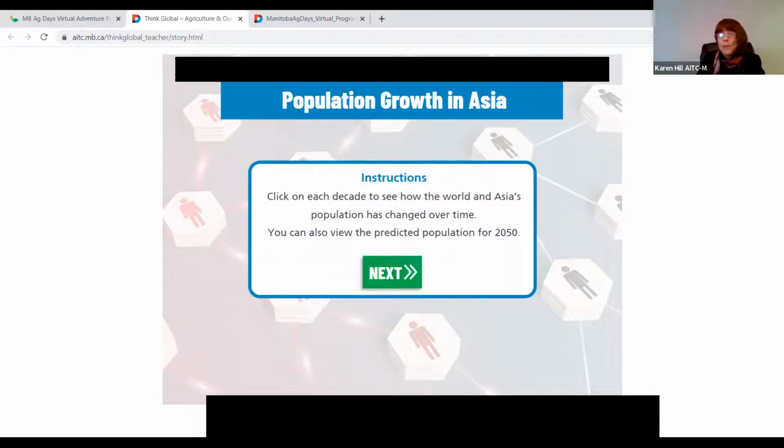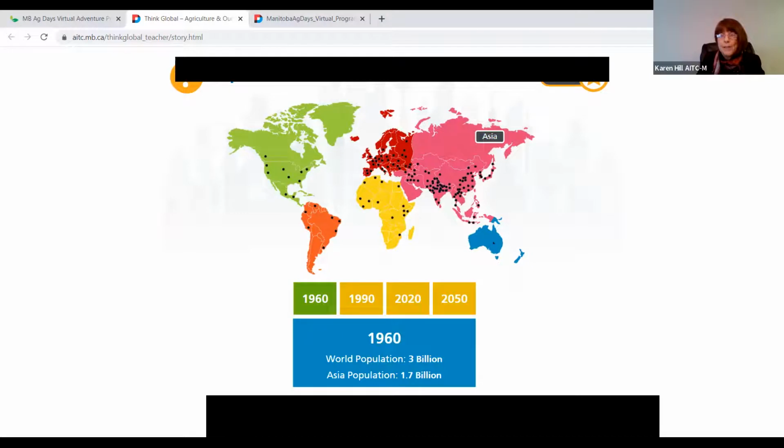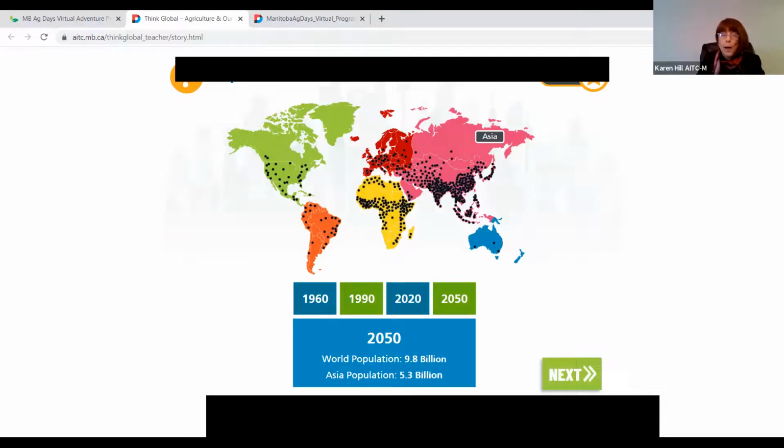Okay, now we're going to take a look at how that population has changed over the years. So we start with the map, we click on 1960, and we can see what the world population was and how much of that was in Asia. Then 1990, then 2020, then 2050. And we can go back and check them out again if we want to, but as long as we've done each one once, we can go on.